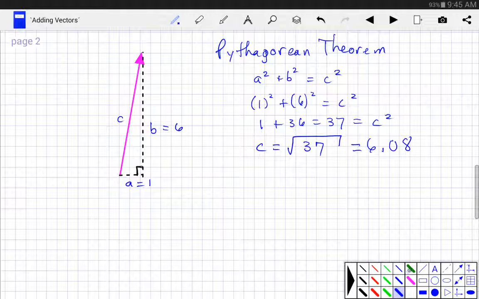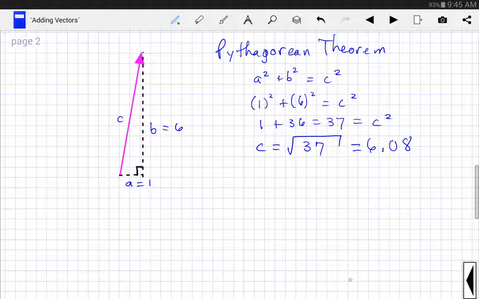Traditionally, we measure the angle like this. And I'll call this angle theta. That's the lowercase Greek letter theta. And to find that, I'm going to need to use trigonometric identities. So let's look at our trigonometric identities to make sure that we know them.